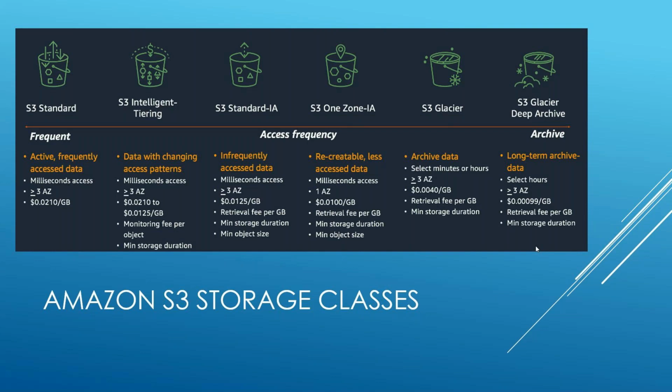The other one is S3 Glacier Deep Archive. This is the sixth one, for long-term archive data. It is suitable for the longest-time preservation of data, accessed only one or two times per year, and it has the lowest storage cost. Accessing takes up to a maximum of 12 hours. So these are the different classes of S3 storage.